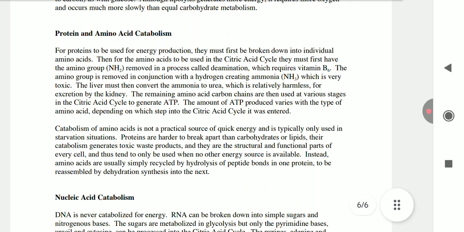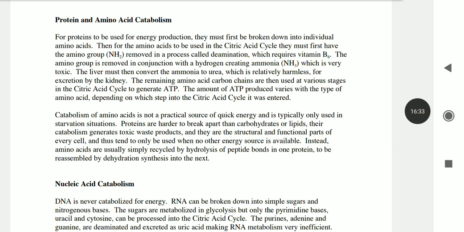Protein and amino acid catabolism. For protein to be used for energy production, it must first be broken down into individual amino acids. Then for the amino acids to be used in the citric acid cycle, they must first have the amino group, NH2, removed in a process called deamination, which requires vitamin B6.